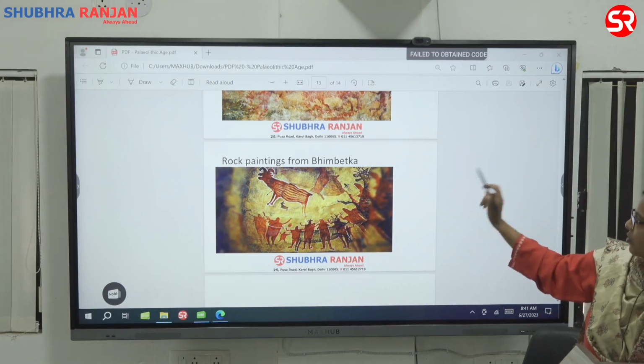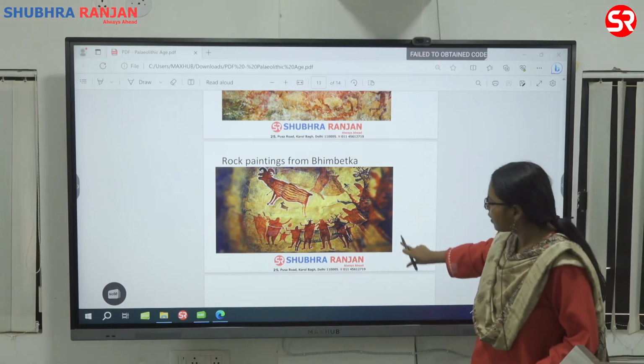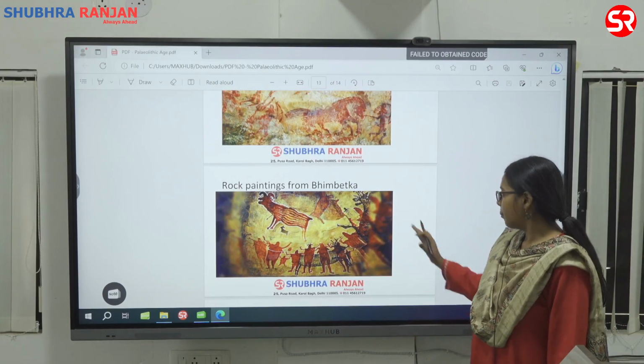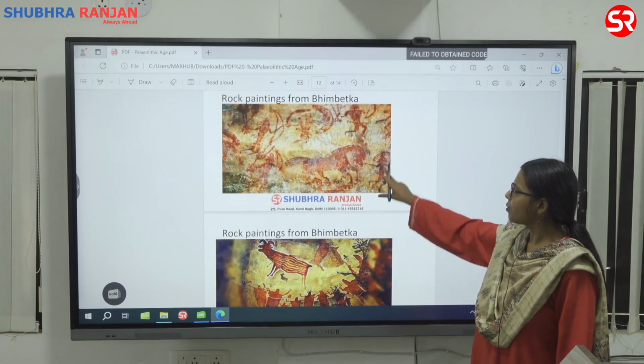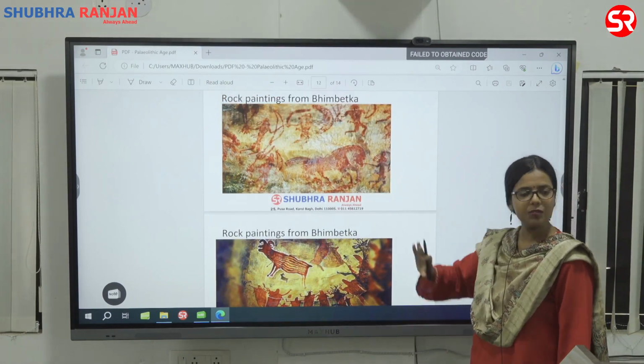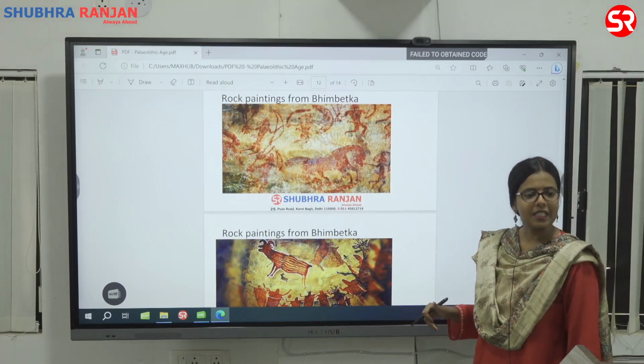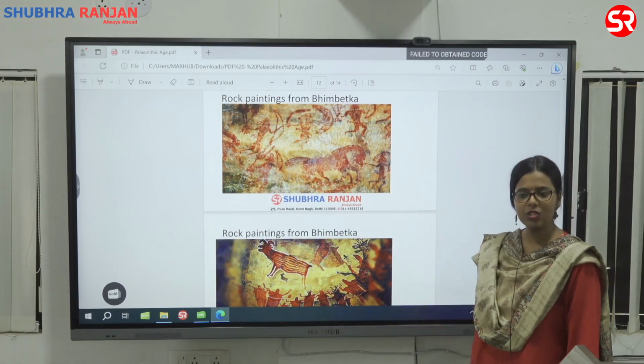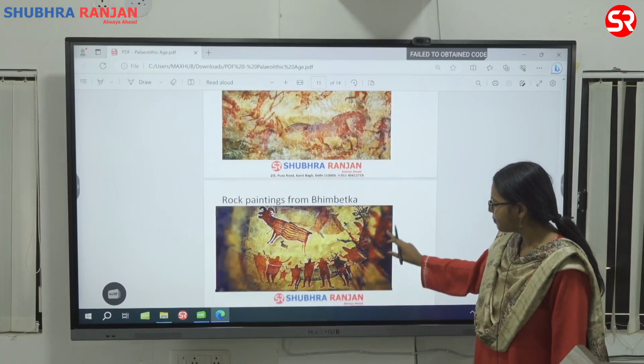This is from one which is relatively better. This is from Mesolithic, this is from Chalcolithic. So these are some of the better preserved paintings. So that is why these are the images that you are going to find.